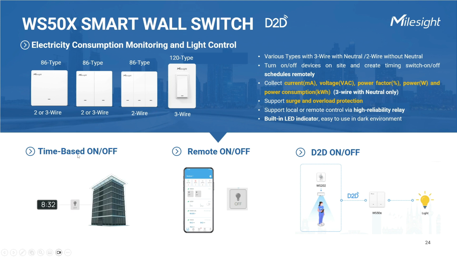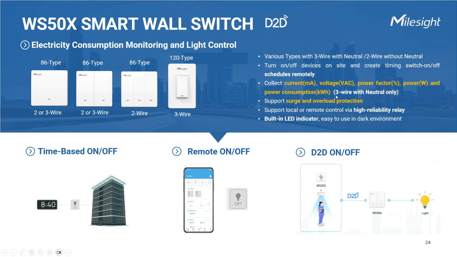Number 1, it enables time based on and off control as well as the remote on and off through mobile app of electrical systems, including lighting systems, making them easier to manage. Number 2, it collects data on current, voltage, power factor, and power consumption, and provides specific energy usage tracking.